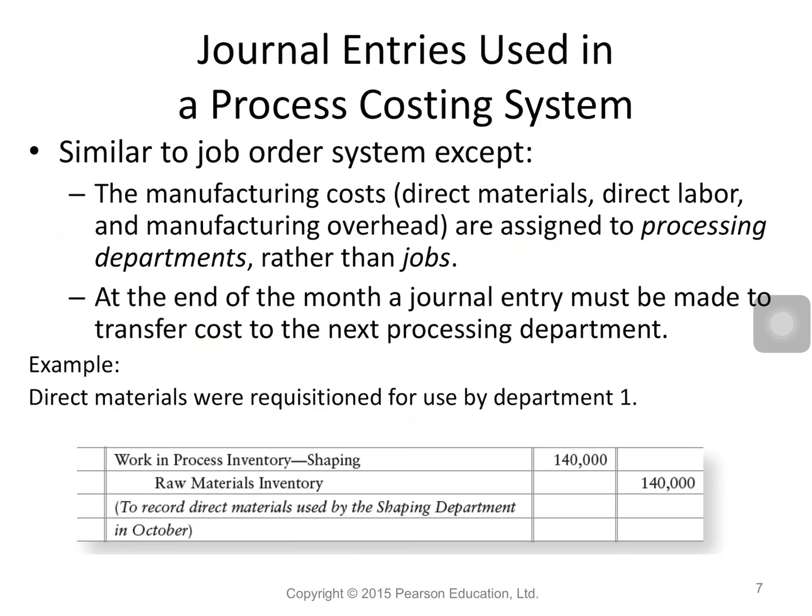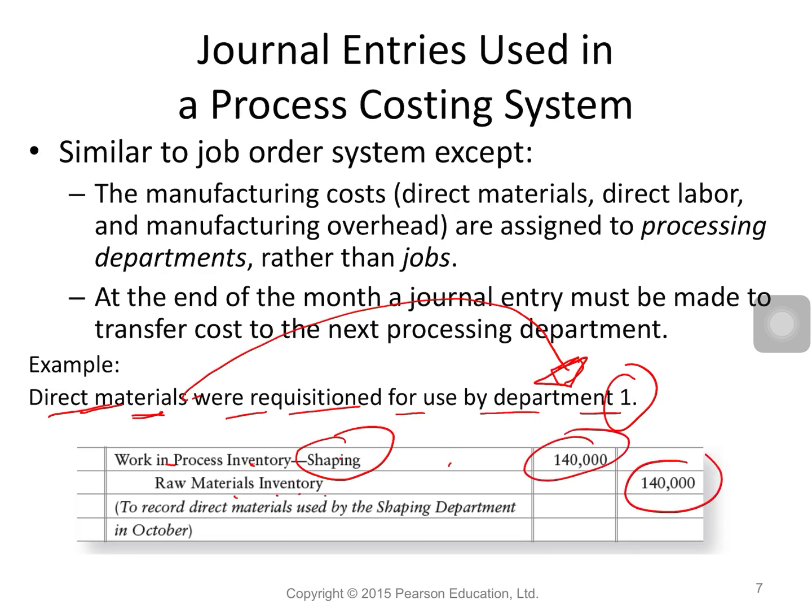So this is the journal entries in process costing. For example, direct materials were requisitioned for use by department 1. Department 1 is the first department, or the first process, in the manufacturing processes, and here they call it the shaping department. When you take the direct materials from your warehouse to the production process for department 1, you record work in process inventory shaping on debit and raw materials inventory on credit, 140,000.